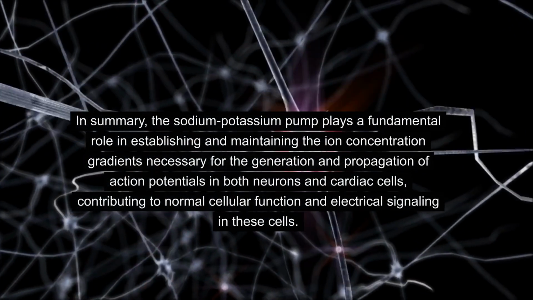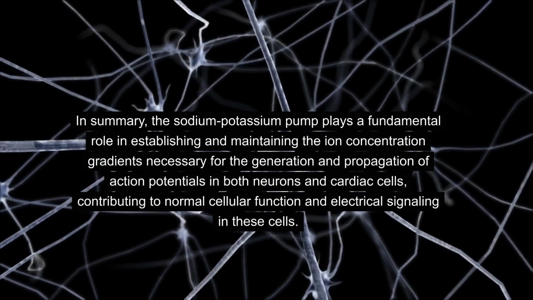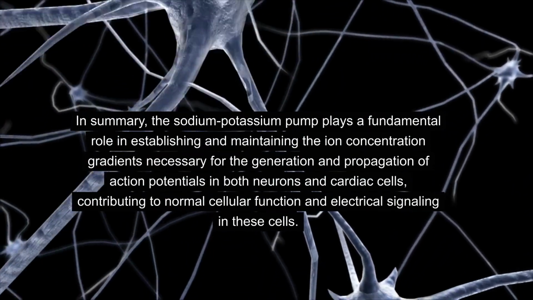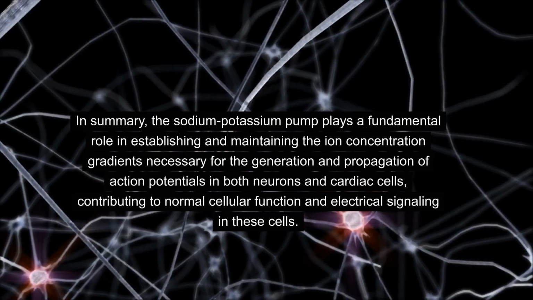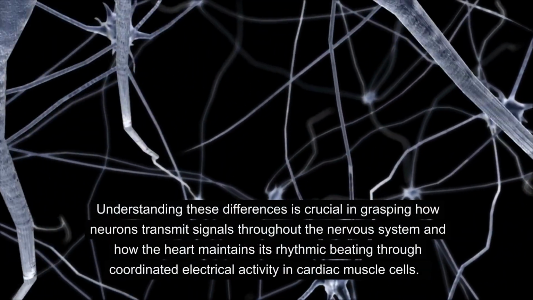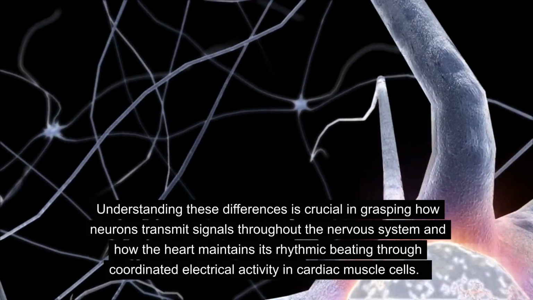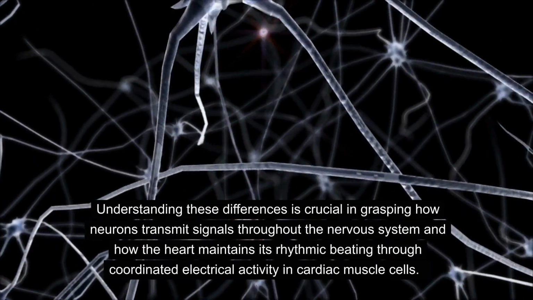In summary, the sodium-potassium pump plays a fundamental role in establishing and maintaining the ion concentration gradients necessary for the generation and propagation of action potentials in both neurons and cardiac cells, contributing to normal cellular function and electrical signaling in these cells. Understanding these differences is crucial in grasping how neurons transmit signals throughout the nervous system and how the heart maintains its rhythmic beating through coordinated electrical activity in cardiac muscle cells.